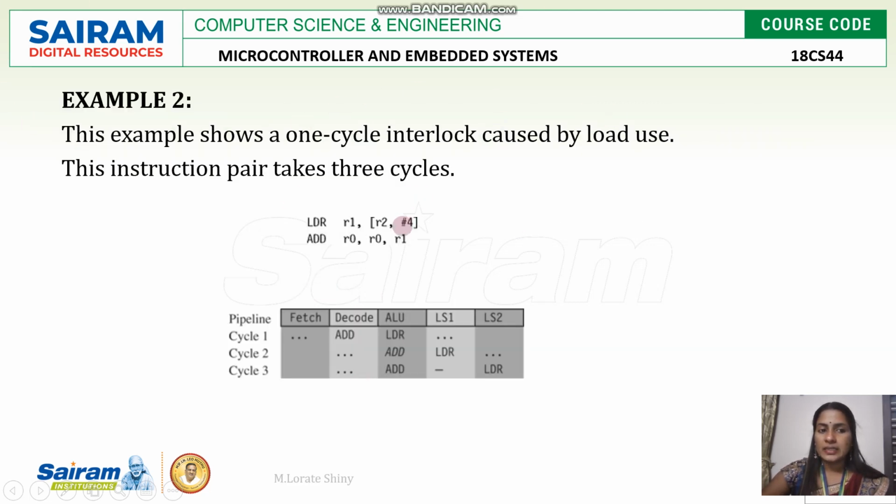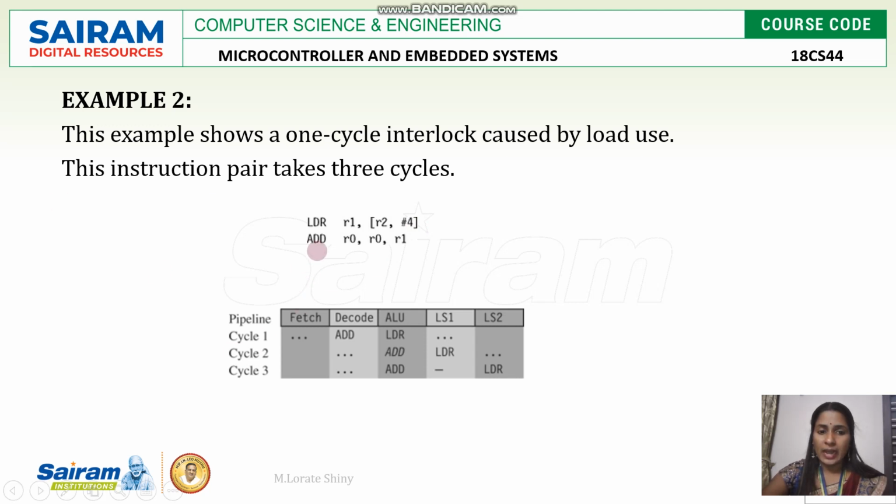Next example, this example shows a one cycle interlock caused by a load instruction. We can see this load instruction. Initially this will be fetched and moved to the decode stage. Then during the decoding of LDR, the add instruction will be fetched. During the decoding of add, the LDR will be in the executing stage. Executing means first the processor will find the memory address. For that it needs one cycle, to add R2 and 4.